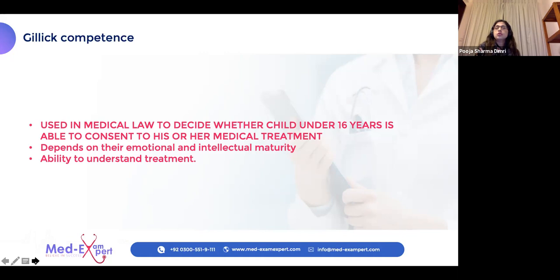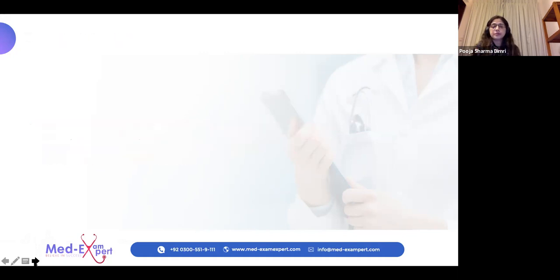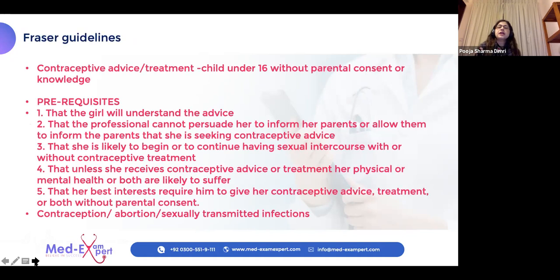So there is no lower age limit for Gillick competence. It means whether the child has the capacity to take a decision about the treatment. The Fraser guidelines were initially given for contraceptive advice and treatment provided to a child under 16 without parental consent or knowledge. Now it is extended to abortion and sexually transmitted infection and termination of pregnancy also.